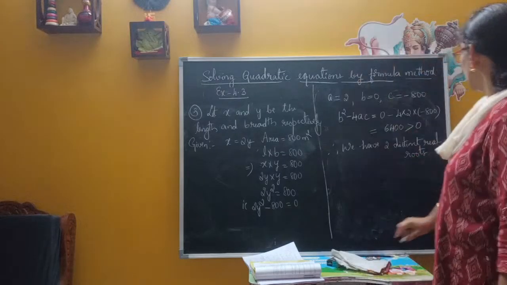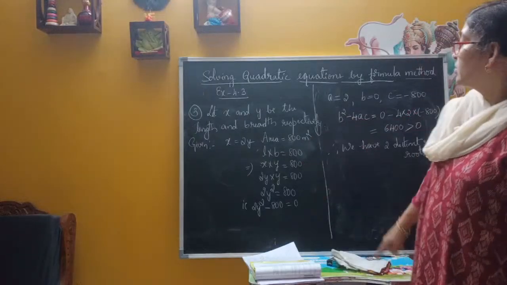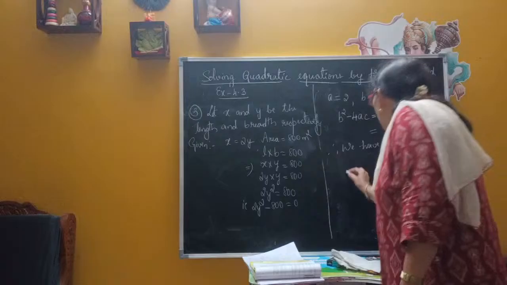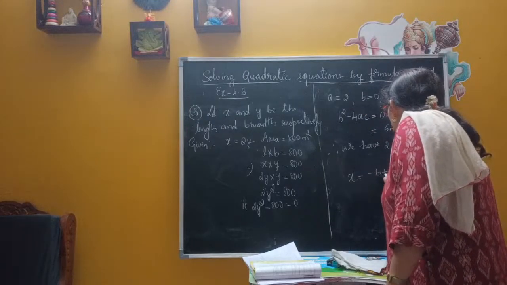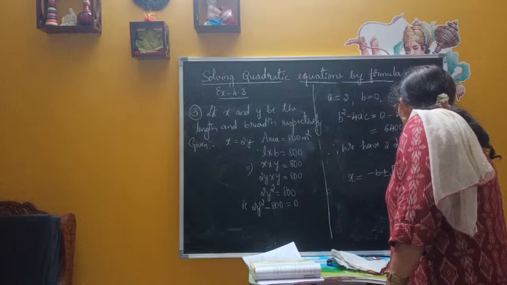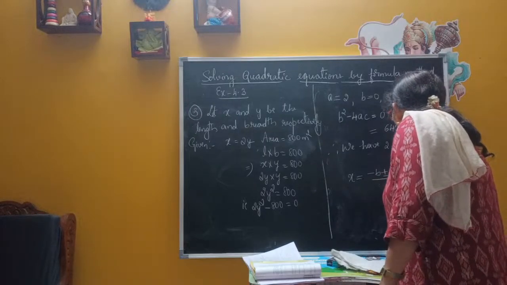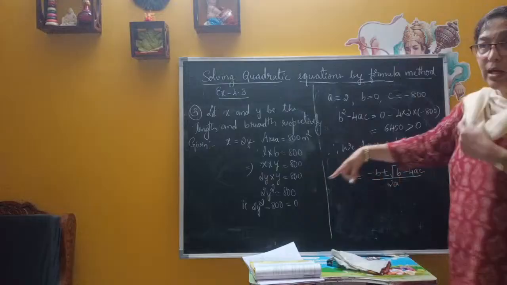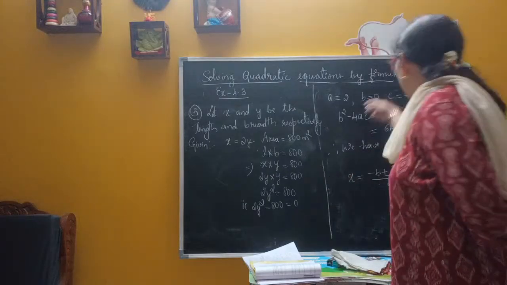We have two distinct real roots. Which are they? Let us find. Using the quadratic formula, x is equal to minus b plus or minus square root of b square minus 4ac by 2a. Here, instead of x, we have y. So, let us substitute these values now.